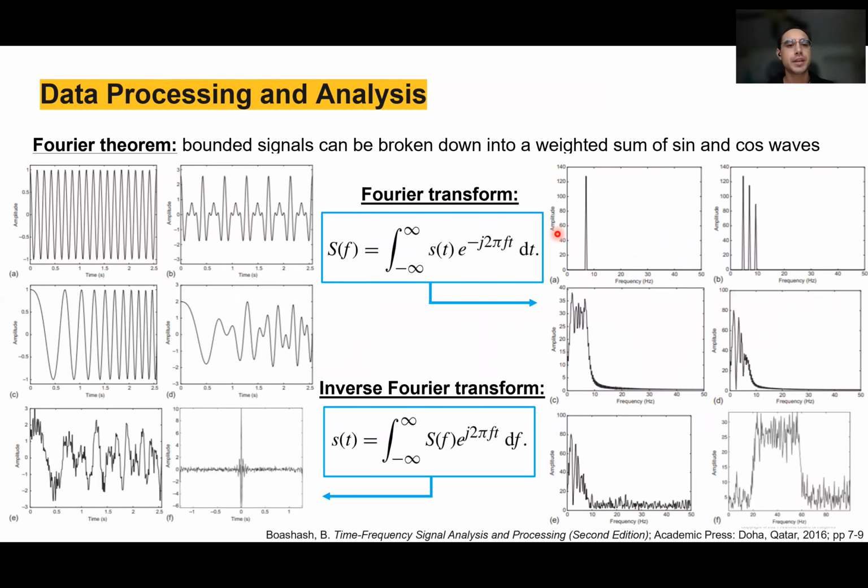So for data processing and analysis, this is a spectroscopic method. So you can represent this data either in the frequency domain, through a Fourier transform, or in the time domain using an inverse Fourier transform. And depending on what you're trying to get out of your data, you can see the data represented in either of these domains.